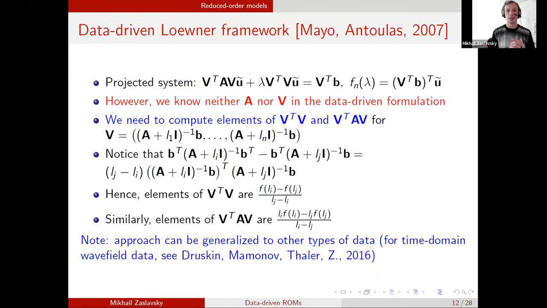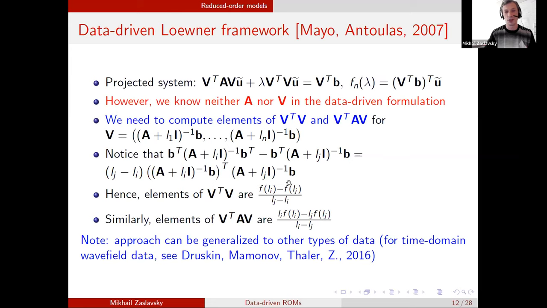Let's move to the data driven reduced order model. In the projected system here, it has this form. The difference between data driven and model driven, as I mentioned: in the model driven, we do have access to the operator A and can compute the projection subspace V, the projection matrix V. In the data driven, we only have data, F of lambda. We don't know A, and we of course cannot compute V, which is the solution of our equation for some set of lambdas. But we do need to compute V transpose V and V transpose AV in order to construct the reduced order model. That actually can be done only having the true transfer function in hand.